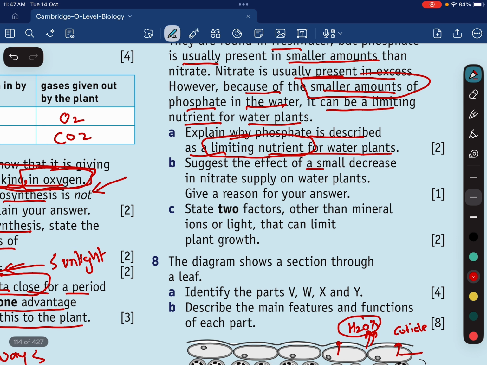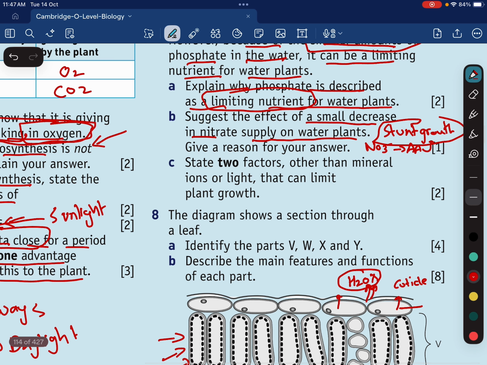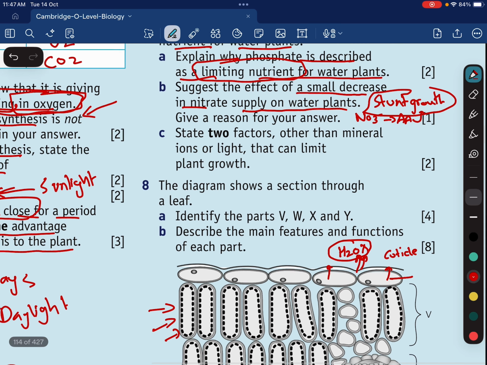Suggest the effect of a small decrease in nitrate supply on a plant. Pretty simple, it's going to stunt the growth of the plant. Not excessively, but to a certain extent it will stunt the growth if we decrease nitrate supply for water plants. Give a reason for your answer. Because nitrate ions help in making amino acids, which help in making proteins, and that could help in growth. And if there's a low amount of nitrate ions, that could stunt the growth.